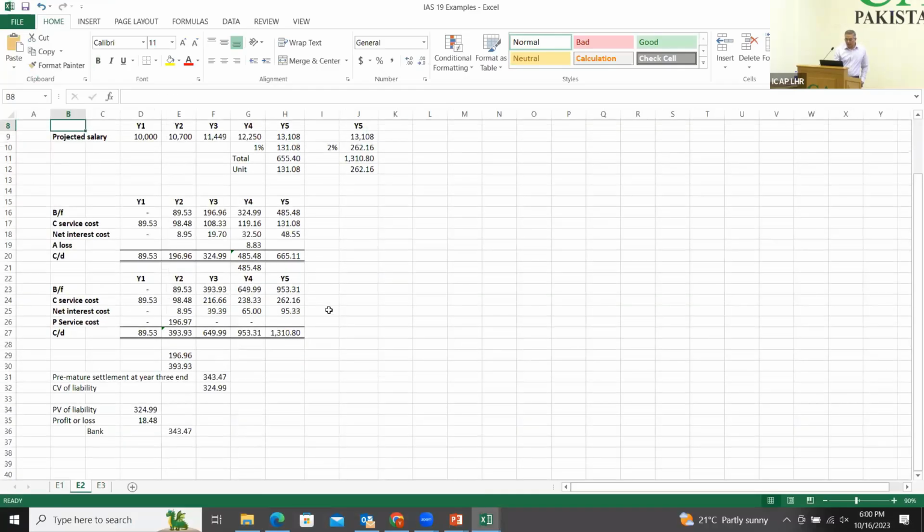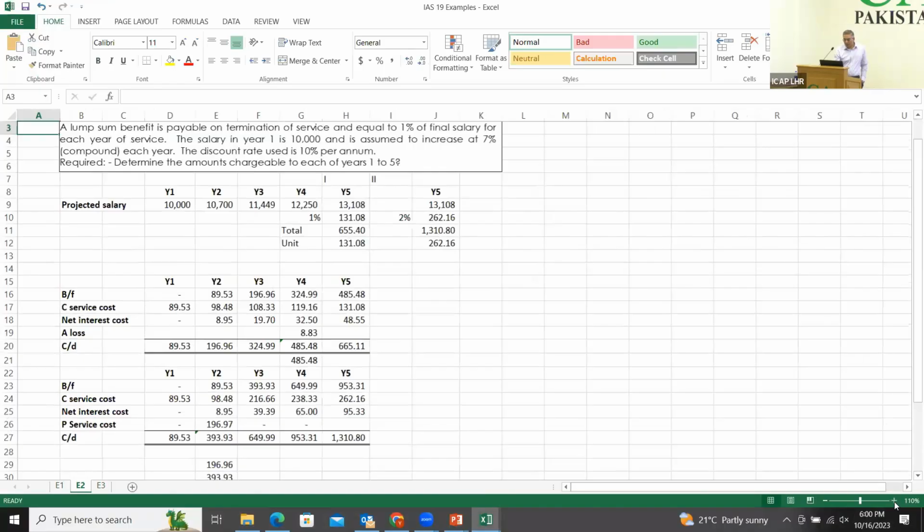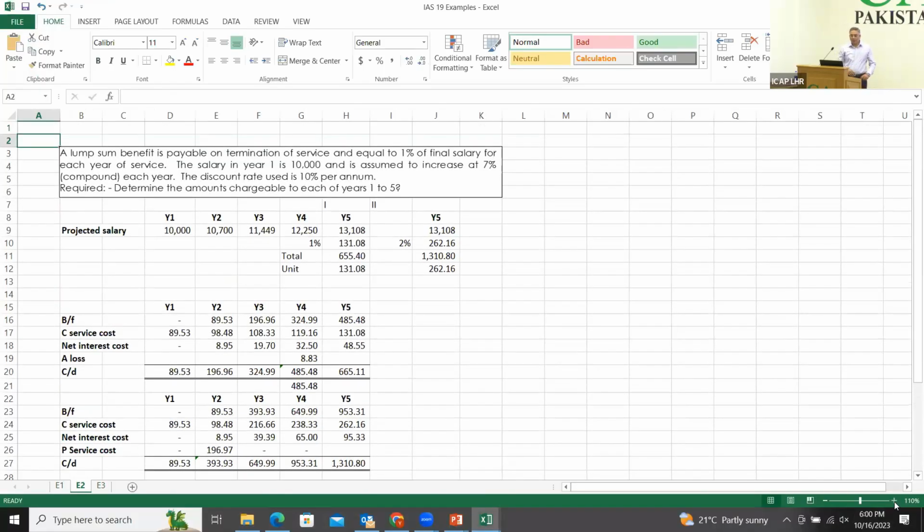Okay, basically, what is projected unit credit method? It's an IFRS example. A lump sum benefit is payable on termination, meaning retirement of service, and equal to 1% of final salary for each year of service. The salary in year 1 is 10,000 and is assumed to increase 7% each year. The discount rate used is 10% per annum.